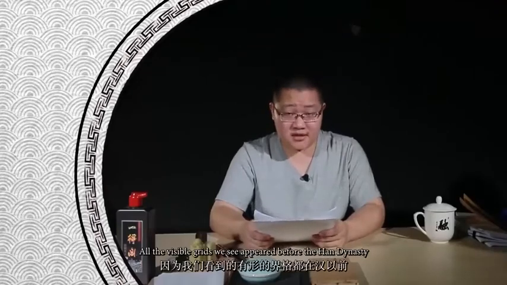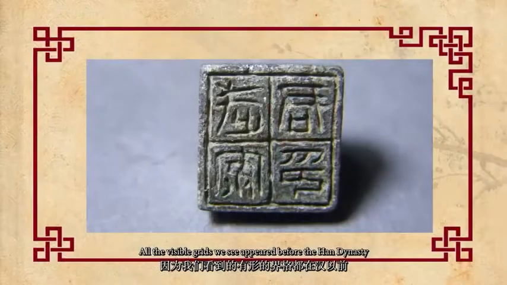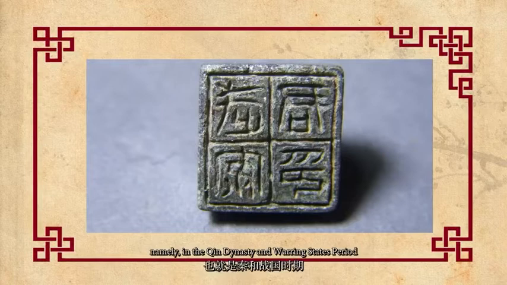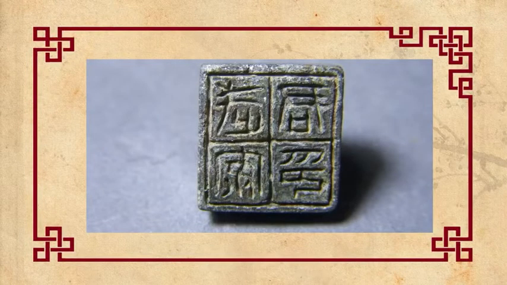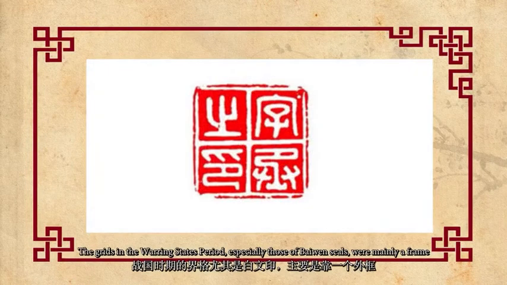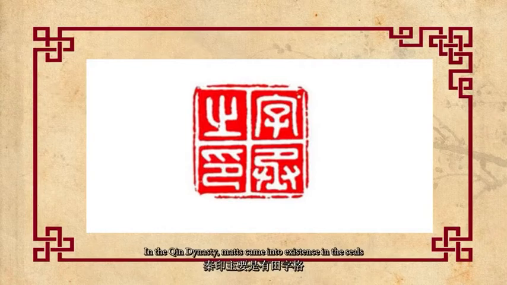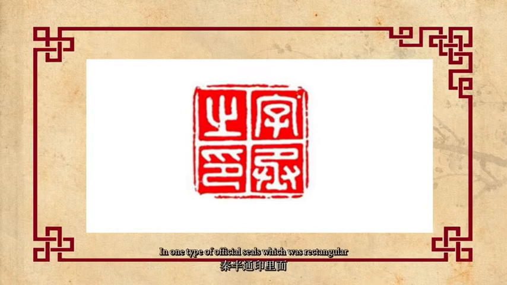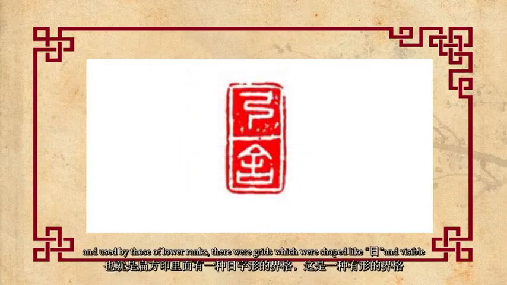Seals before the Han Dynasty, like in the Qin Dynasty and the Warring States period, had frames. The frames in the Warring States period were just an outer frame, especially in Baiwen. And in the Qin Dynasty, the frames had a cross. On a flat seal used by people of lower ranks, there were outer frames with a line inside like this.